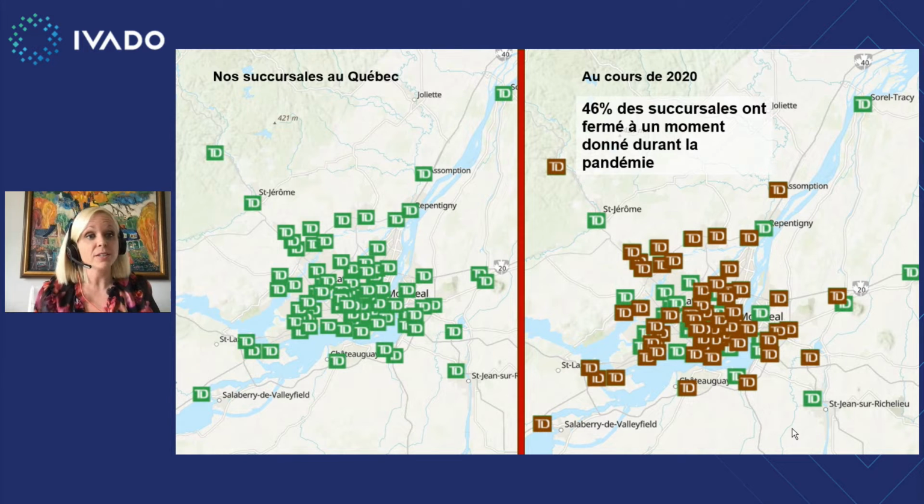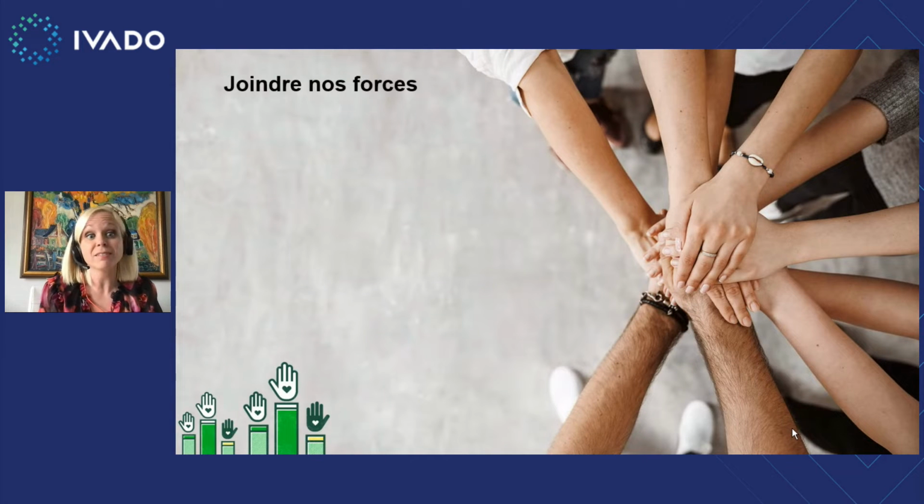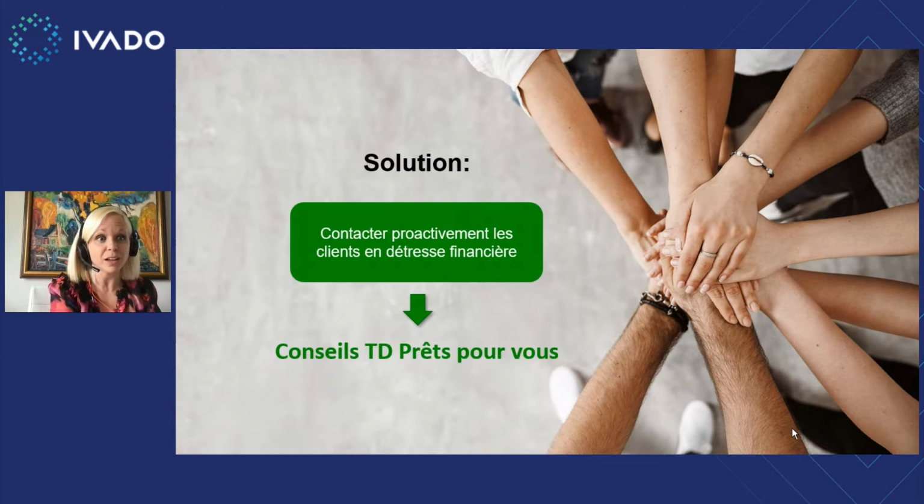So clients could defer some mortgage payments. They could also use some supports for credit card payments. But we knew that it was not necessarily the only thing that our clients needed. We knew that some people in the client population needed personalized support, human support.